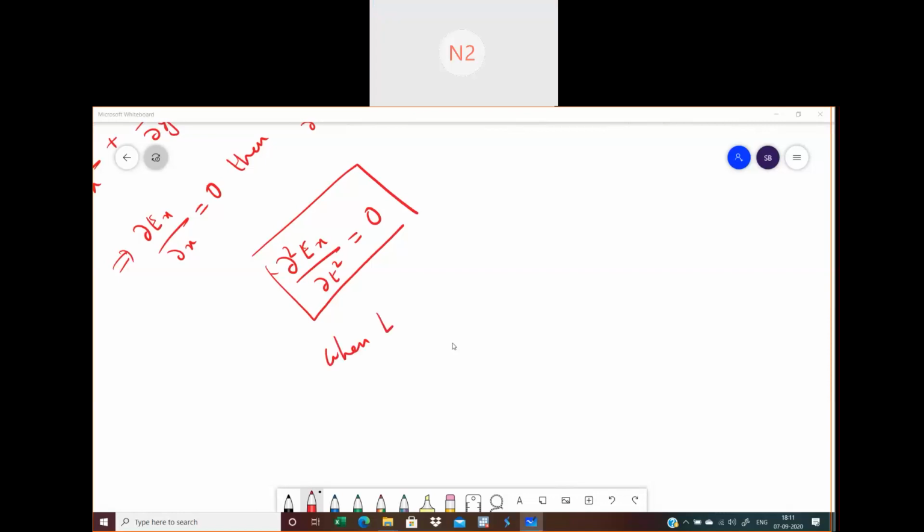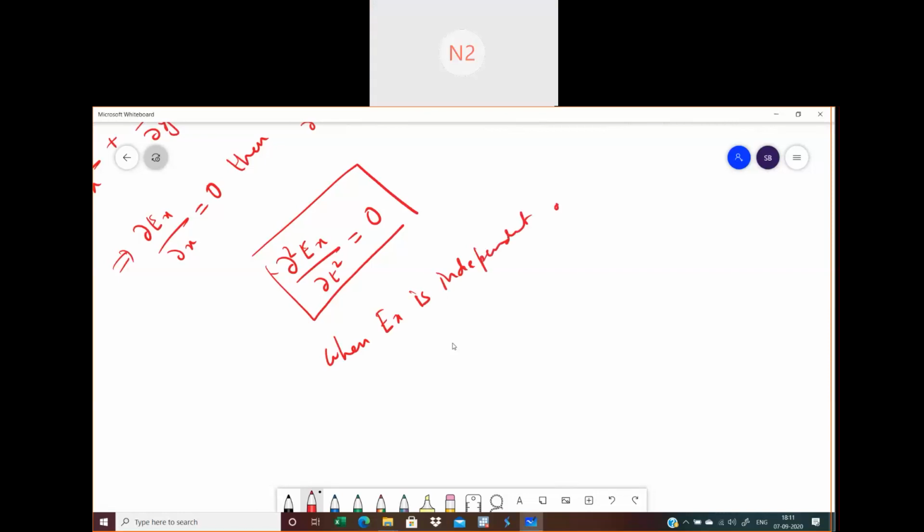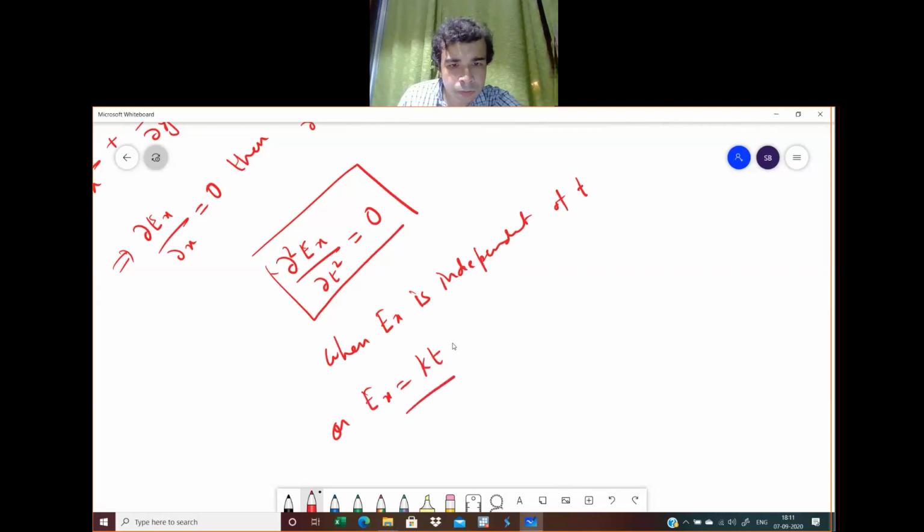When Ex is independent of T, or can del Ex by del T, del T squared be 0 in this case? This point is very well taken. Can this be 0 here? When Ex is equal to K times T, where K is a constant, can it be 0? Yes, sir, this can also be 0.